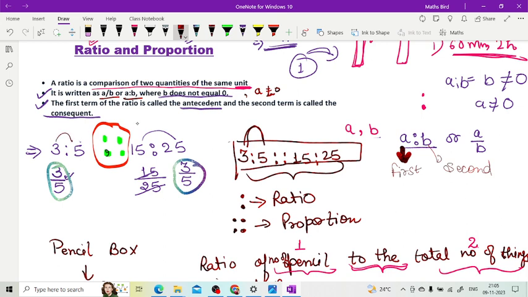If two ratios are equivalent, then we can say they are in proportion. This is the sign of proportion, right? How can we know the two ratios are equivalent? Firstly, we will convert the ratio into its standard form, right? So 3 by 5 can be written as 3 by 5, 15 ratio 25 can be written as 3 by 5. Now in standard form, see, both the ratios are equal. That means these two ratios are equivalent.